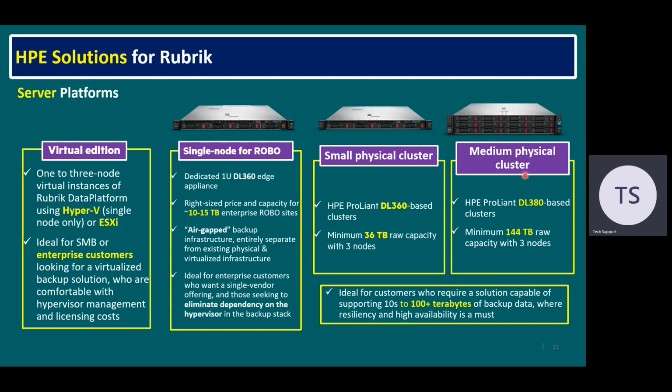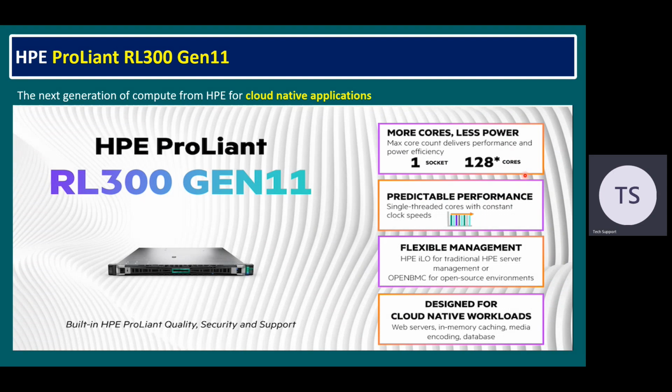Now, one common question from one of our subscribers is whether there is any of the latest models available with high cores that specifically supports cloud native applications. Yes, HPE has recently released a new model. The new model name is HPE ProLiant RL300 Generation 11. This Generation 11 is the next generation of compute from HPE for cloud native applications.